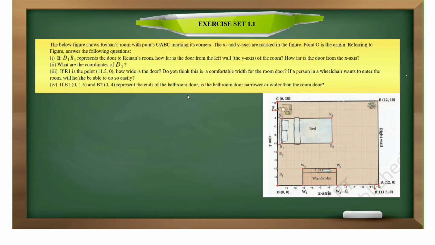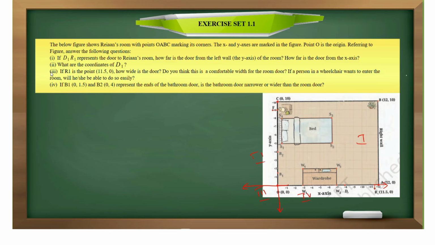First of all, before starting the problem, I want to extend this room's diagram according to our quadrant concept. We have discussed earlier that a two-dimensional graph consists of four quadrants. This is our first quadrant, this is second, this is third quadrant, and this one is fourth quadrant. This picture of Ryan's room is located in the first quadrant, so whatever we discuss should be based on the first quadrant.